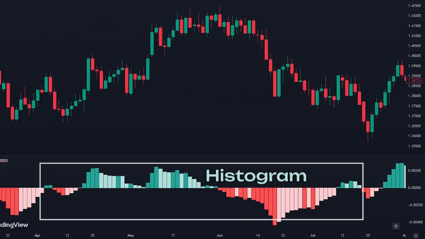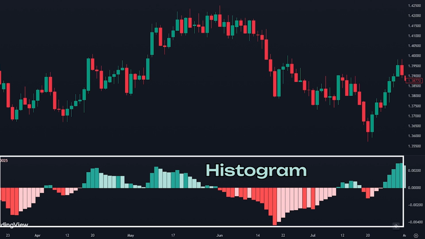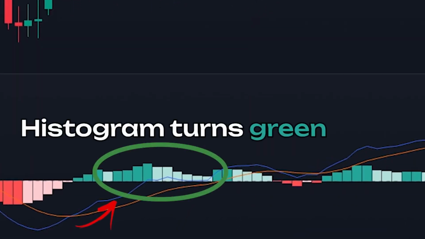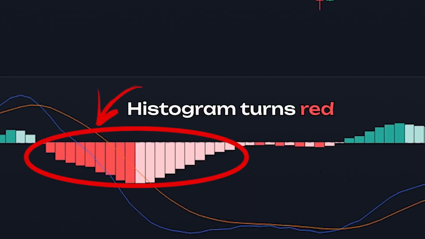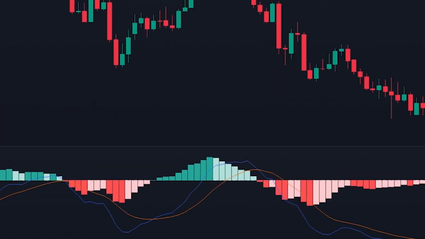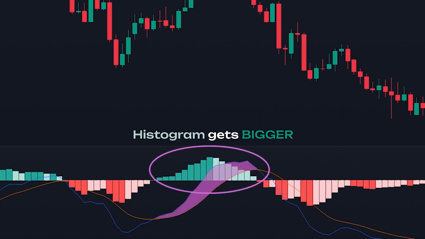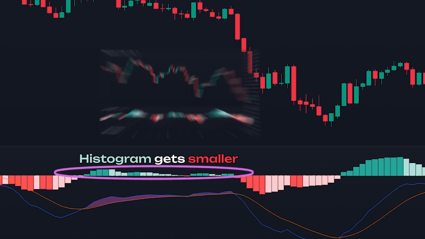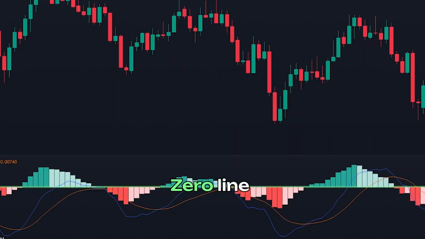Moving on, there is the histogram, which displays the gap between the MACD line and the signal line. If the line crosses above the signal line, the histogram goes green. If it crosses below, it turns red. The width of the histogram depends on the distance between the MACD line and the signal line. As you can see, if the two lines are further apart, the histogram gets bigger, and if the two lines get closer, the histogram becomes smaller. Lastly, there is the zero line, serving as the center of the MACD indicator.